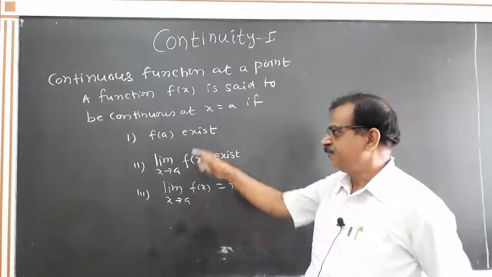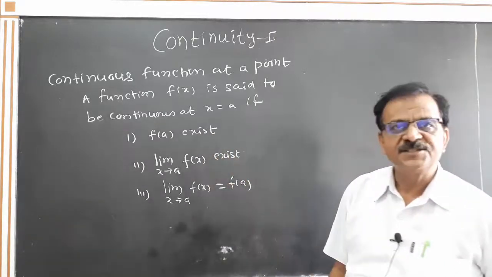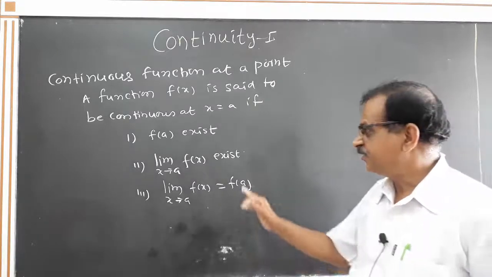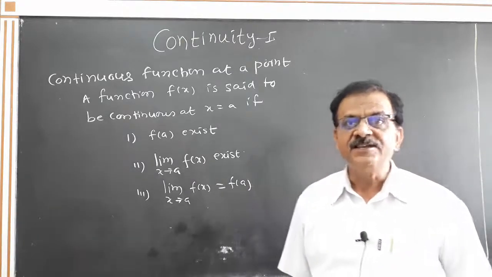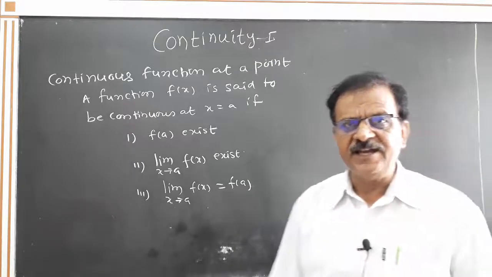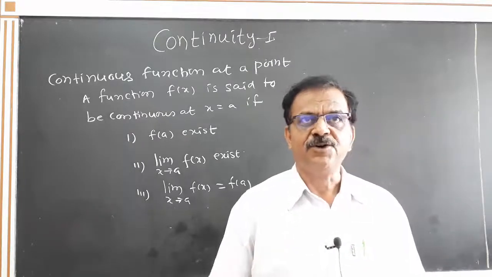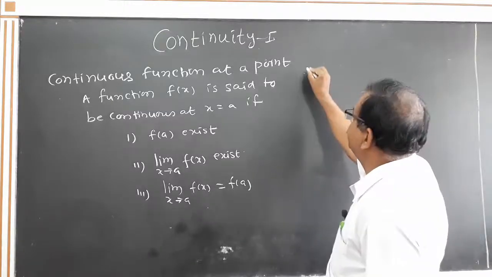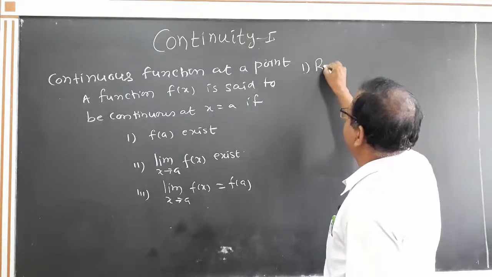What happens if these conditions are not satisfied? If some of the conditions are not satisfied, then the function is said to be discontinuous function, and the point is said to be point of discontinuity of the function. There are two types of discontinuity. First, removable discontinuity.